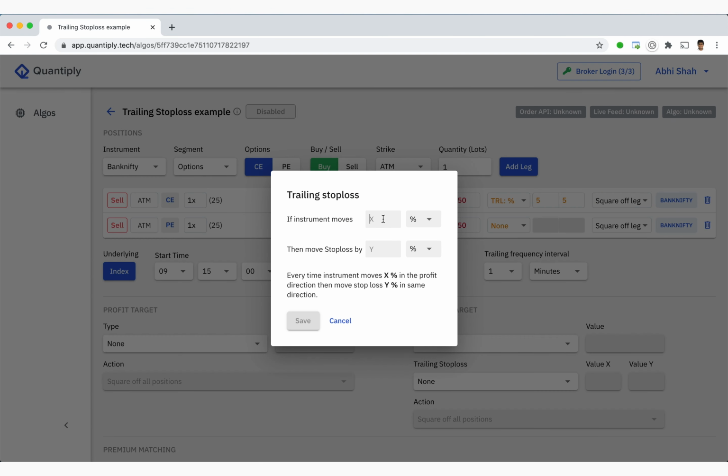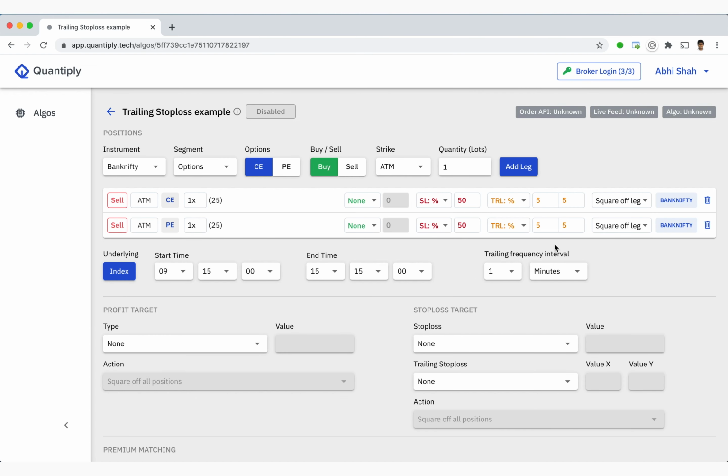Configure the other leg as well with the same settings. Click save. So you got trailing stop loss configured for both the legs. You can also configure one leg in points and the other leg in percentage. It is possible to have such a combination.